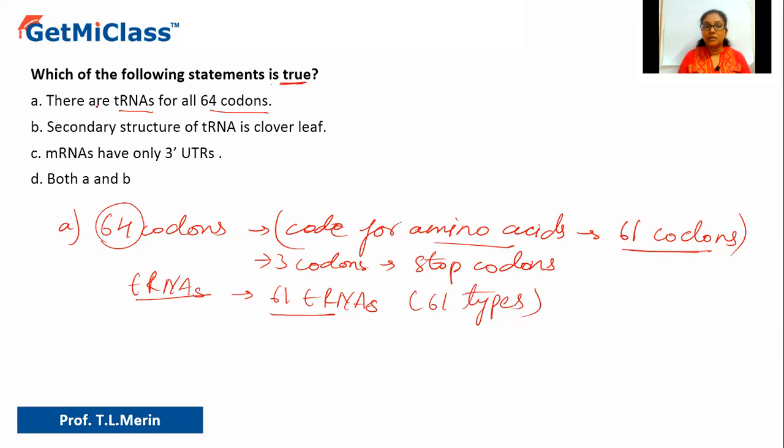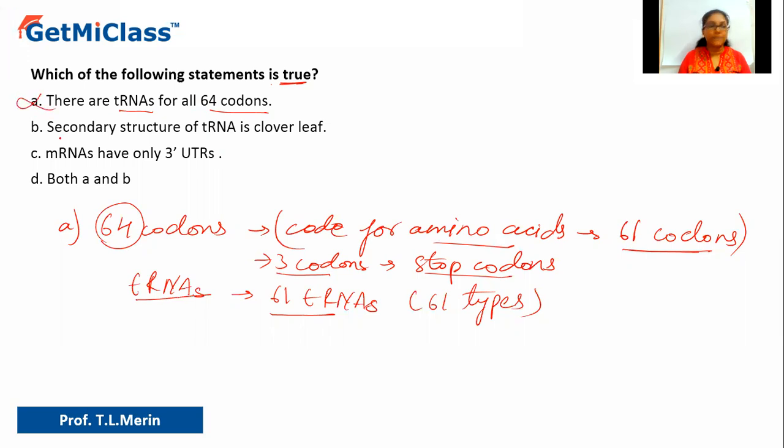Hence we can say that there are 61 tRNAs and not 64 types of tRNA as mentioned in the option. Because the rest 3 codons are stop codons, and they don't need any tRNA. There are no tRNAs for these stop codons because they don't have to carry amino acids. These stop codons are for termination of the translation process, right? Hence option A is ruled out.